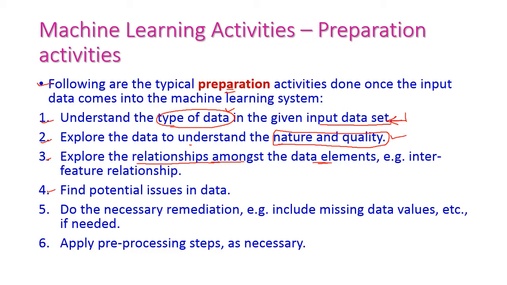And the fourth one is to find the potential issues in the data. If there are any issues, we need to find them out. The fifth one is to do the necessary remediation. If there is any issue, then we have to do the required remediation, that is, include the missing data values if required. And the sixth one is to apply pre-processing steps if necessary. So these are the data preparation activities for the given input data.